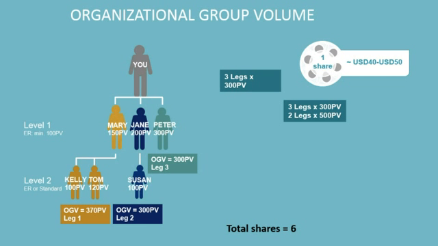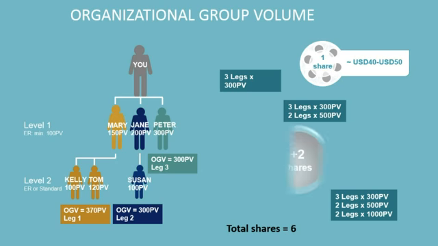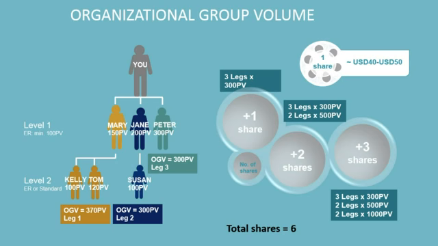And in addition to these 5 legs you have already built, if you add on another 2 legs with 1000 PV each, you will get another 3 shares. So if you add all that up, that gives you 6 shares.